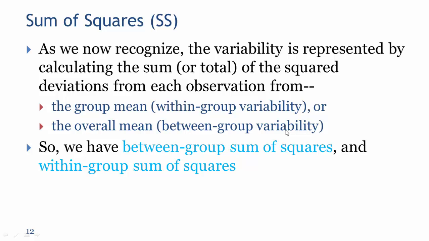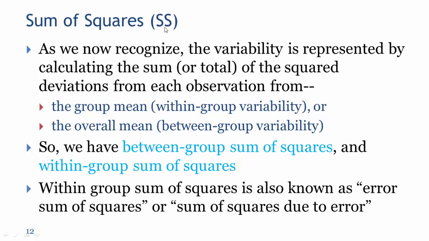Okay, so we have between group sum of squares and within group sum of squares. So sum of squares is the total of the squared deviations, and we call it sum of squares. Sometimes we denote it by SS. Okay, now the within group sum of squares, remember within group is related to the random error, so the within group sum of squares is known as error sum of squares or sum of squares due to error.